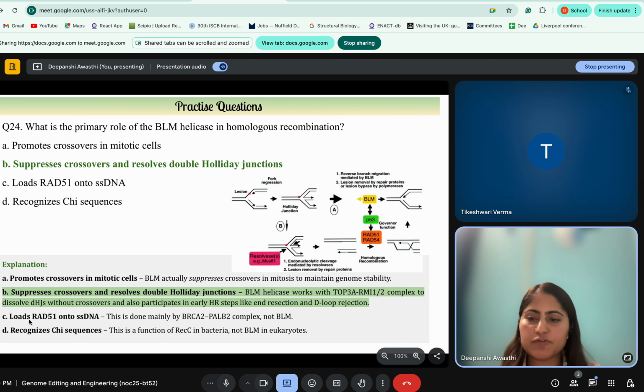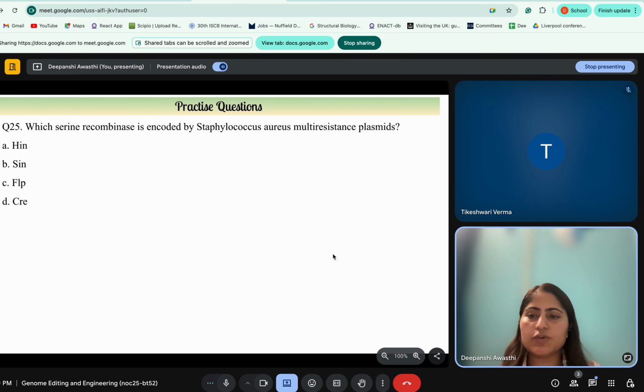Yeah, the third option was loads Rad51 onto single strand DNA. So this is performed by BRCA2 and PALB2 and not by BLM. And the recognition of chi sequence is done by RecBCD in bacteria and not by BLM in eukaryotes. Okay, so next question is, which serine recombinase is encoded by Staphylococcus aureus multi-resistance plasmids?